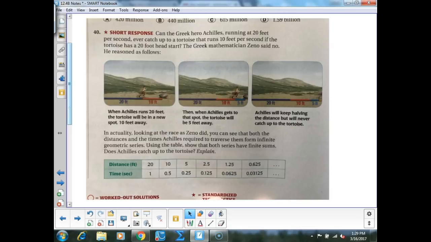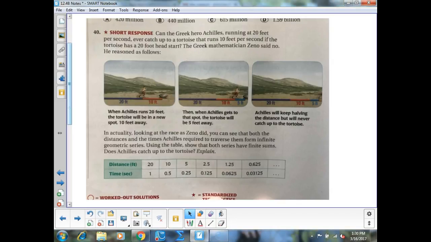His reasoning was as follows: at 0 seconds, at the start, the tortoise is 20 feet away. So I'm Achilles. My cart way over there on the other side of the road is the tortoise. After 1 second, where's Achilles? He's at 20, so he's where the cart is. But where's the cart? Cart's 10 more feet out, right? So this is after 1 second.